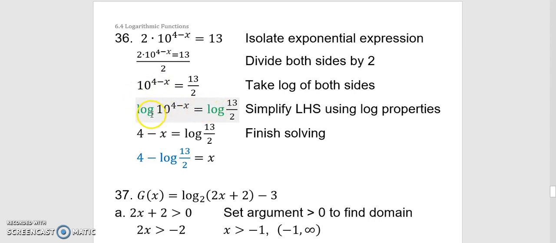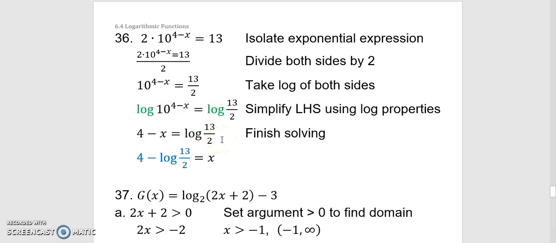Now you see this time we're using the common log. So remember, when you see log and there's no base written, that means that the base is 10. That's what the common log is, log base 10. So we have log being taken of both sides, and here in this case we have base 10 as well as an argument being 10, so they will cancel each other out. So now we have log base 10 of 10, they cancel each other out. We're left with 4 minus x on the left side, and we just leave it as log of 13 over 2 on the right side.